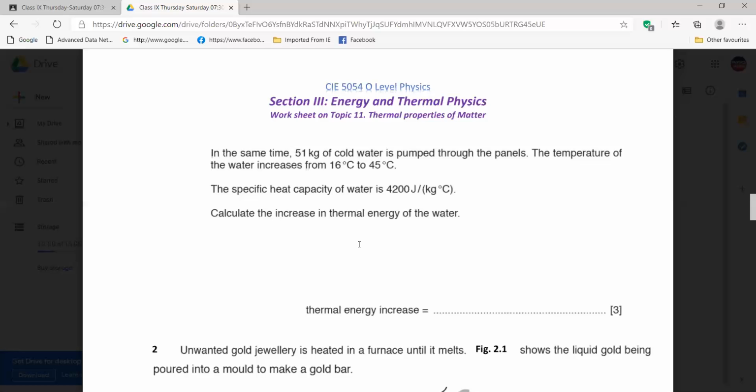Then what will be the unit? Joule. Joule. Very good. So the unit should be joules.